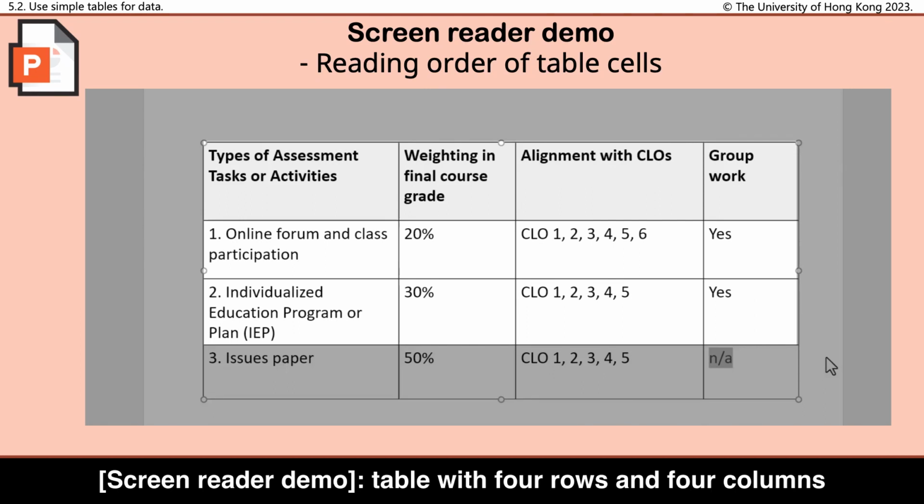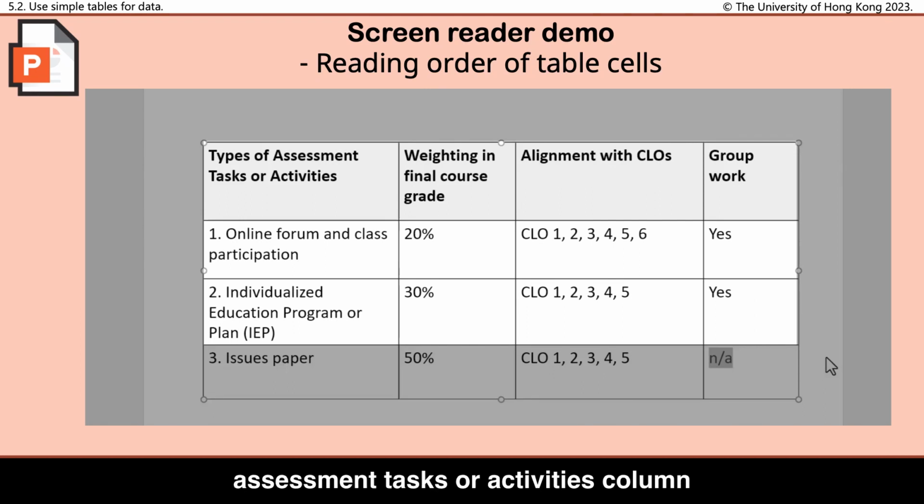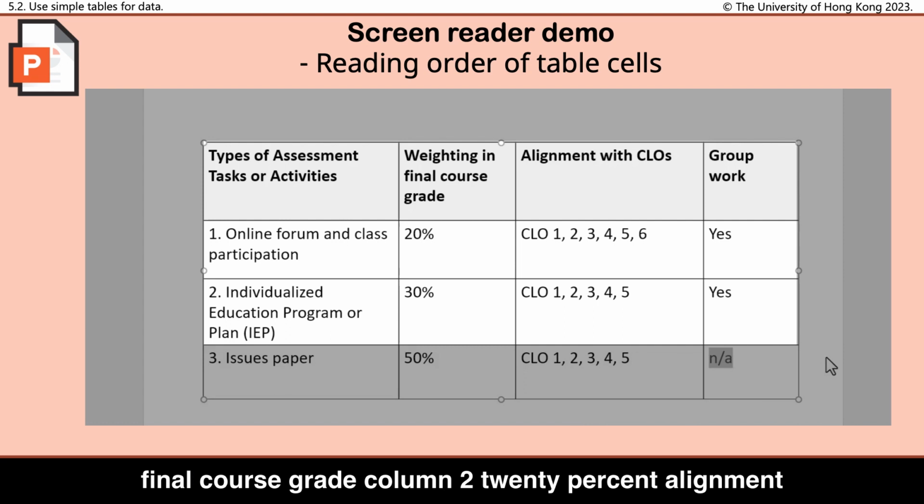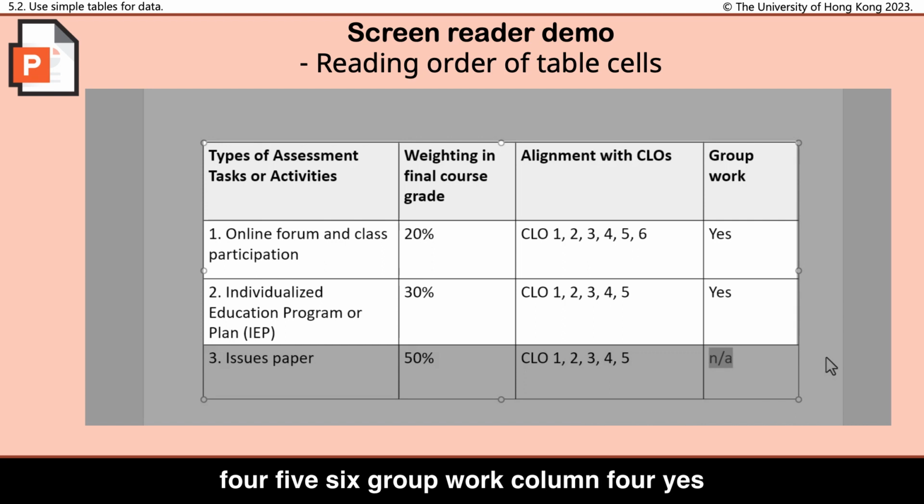Table with 4 rows and 4 columns. Row 1 column 1 page 1 types of assessment tasks or activities. Column 2 weighting in final course grade. Column 3 alignment with CLOS. Column 4 group work. Row 2 types of assessment tasks or activities. Column 1 1. Online forum and class participation. Weighting in final course grade. Column 2 20%. Alignment with CLOS. Column 3 CLO 1, 2, 3, 4, 5, 6. Group work. Column 4 yes.